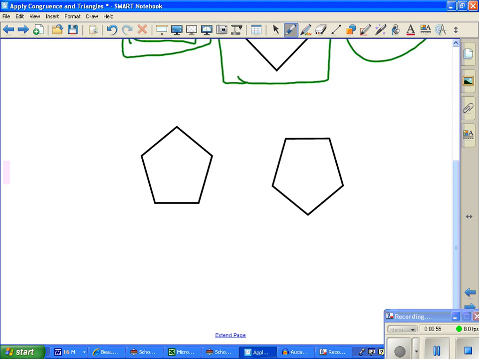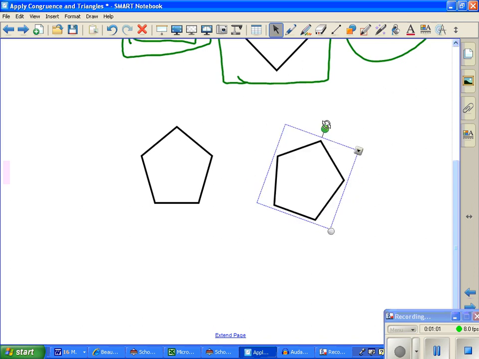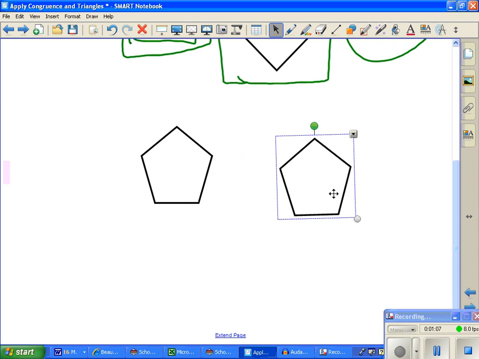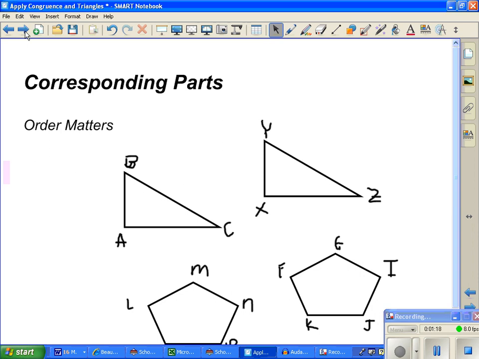Now down here we do have two congruent figures, because if I were to take this figure and lay it on top of the other one, it's the exact same size and the exact same shape. So these are congruent. Exact same size, exact same shape. Hopefully that makes sense. Hopefully that's not a real tough concept to understand.